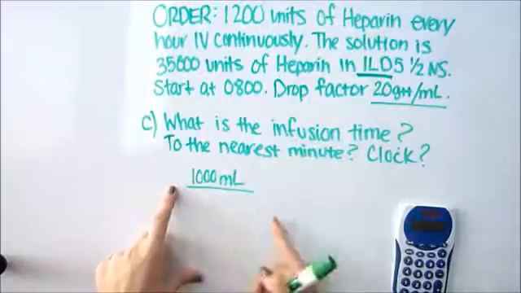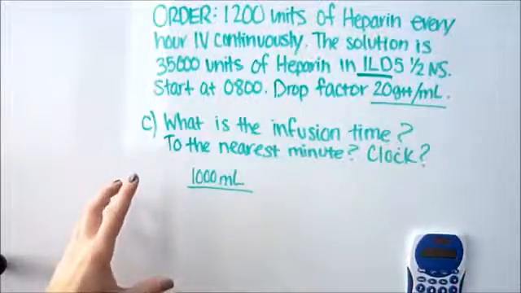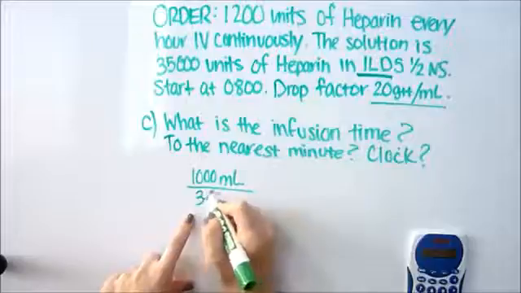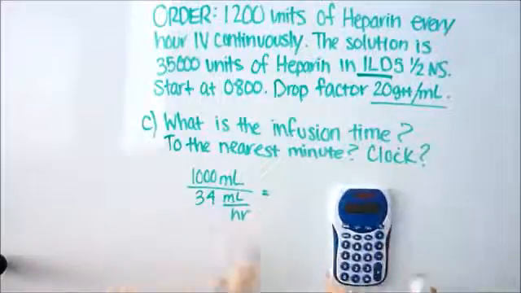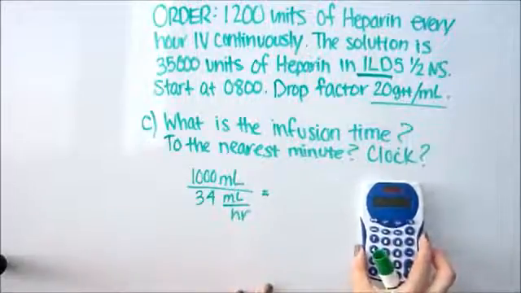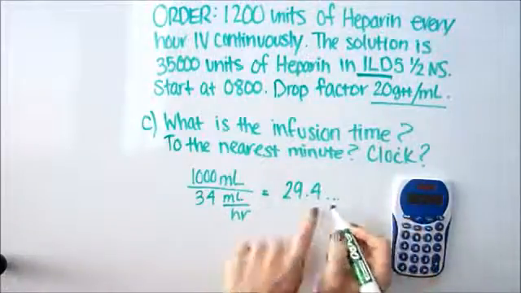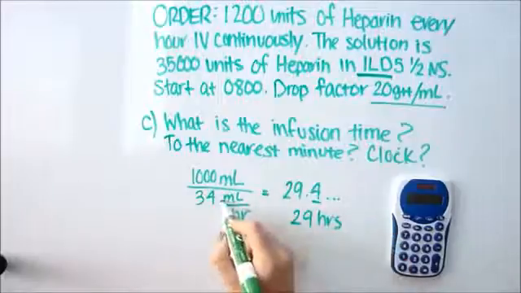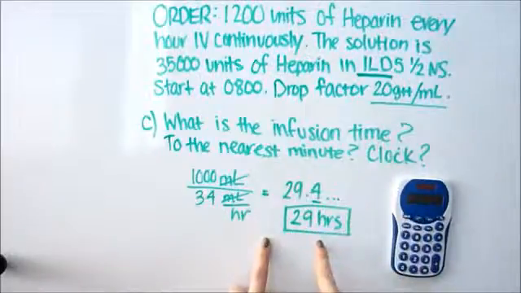And if you remember in the beginning of the video, I gave a formula to find out how many hours something will be infused in. That was the volume divided by our mL per hour. And remember, our mL per hour was 34, right? So we're going to put that in the calculator. 1,000 divided by 34, which is equal to 29.4, and it goes on. Because 4 is less than 5, we're going to keep it at 29, and this will be hours because the mLs will cross off. So we know that our infusion time is 29 hours.